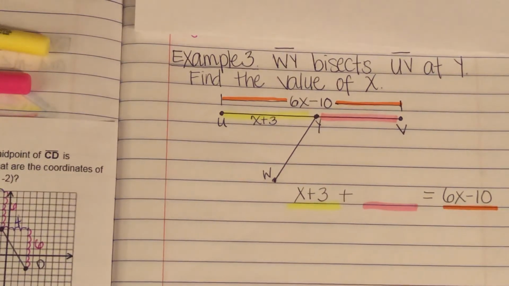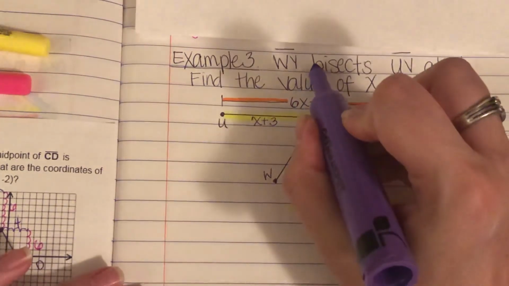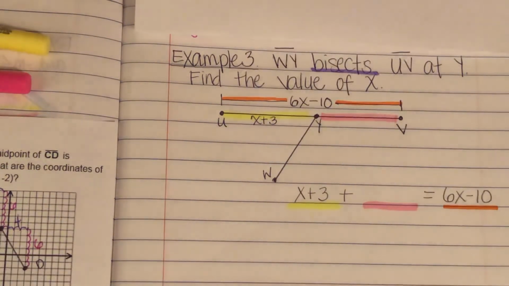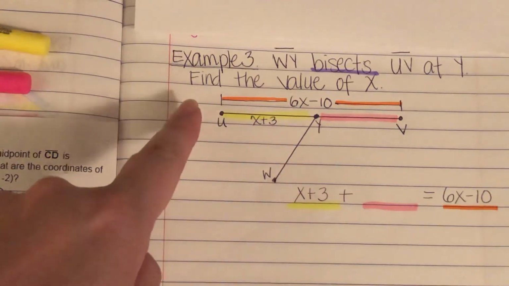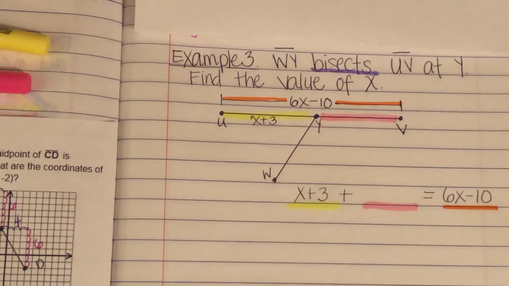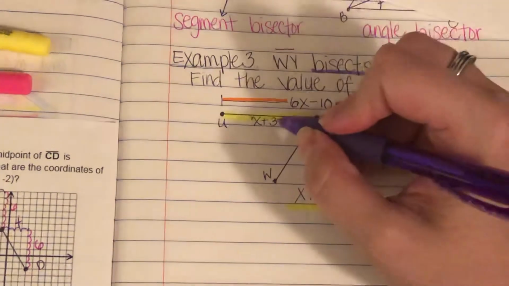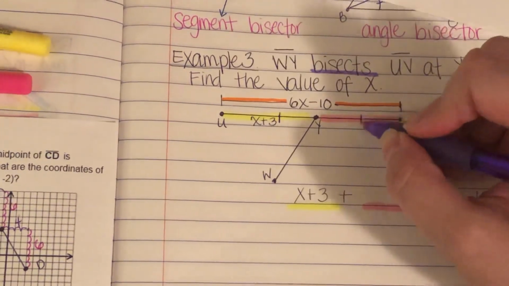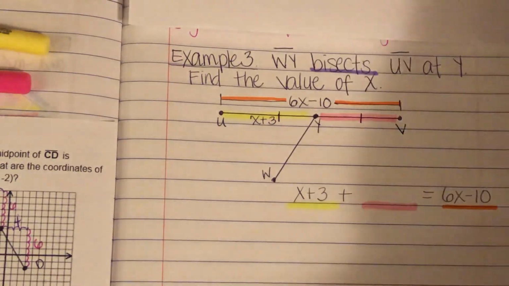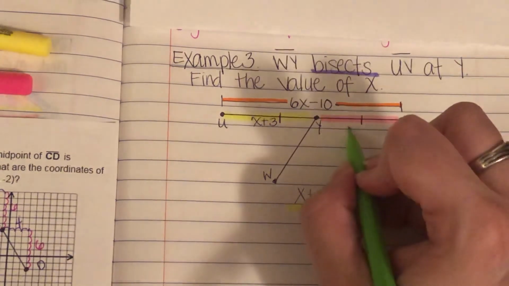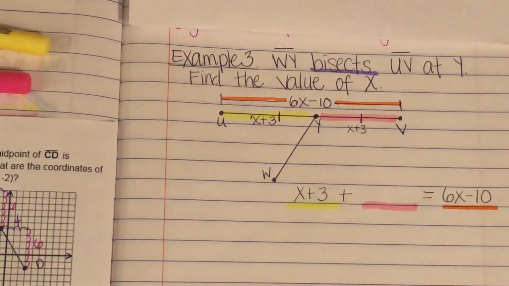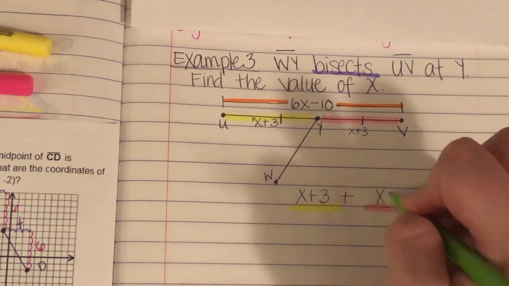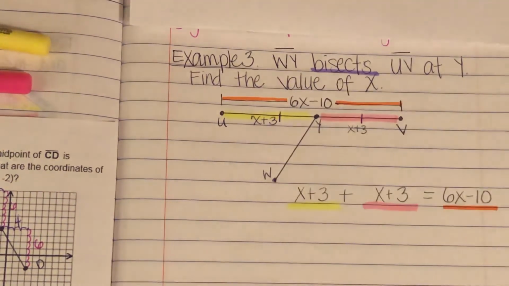I missed this word right here, bisect. This segment right here is bisecting the yellow and the pink. What does that mean? This part and this part are the same. So they didn't write down x plus 3 for me again because they expected me to know it because of the word bisects. See how geometry can start to trick you?